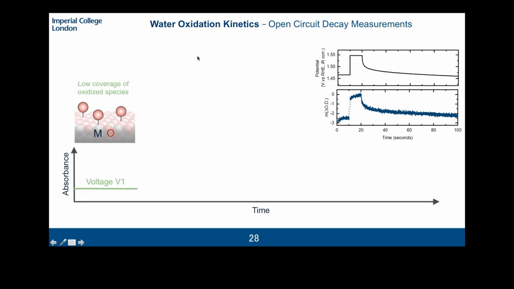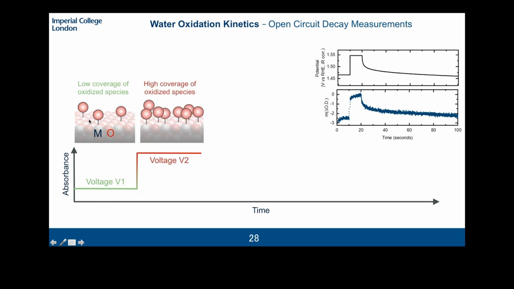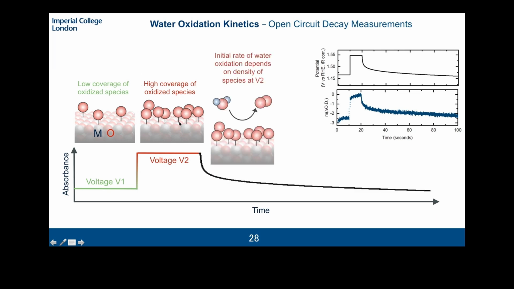So the schematic in this case would be that initially you have a low voltage and you have a low coverage of oxidized species. As you increase the voltage, you have a much higher coverage, and then you can basically let the system go to open circuit.